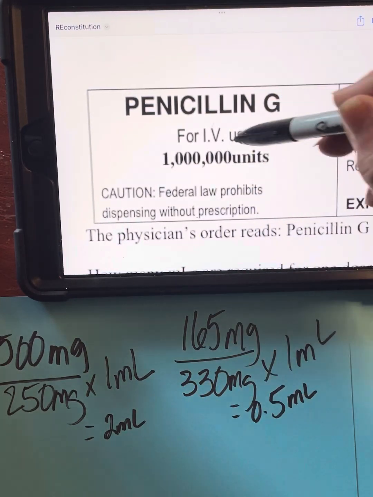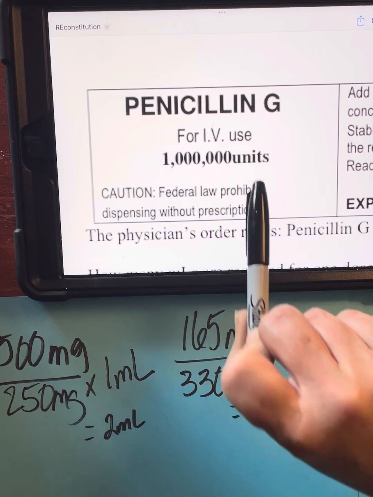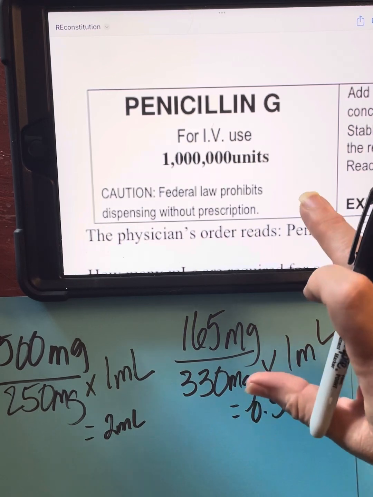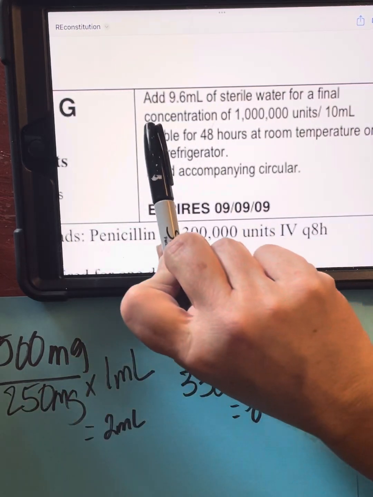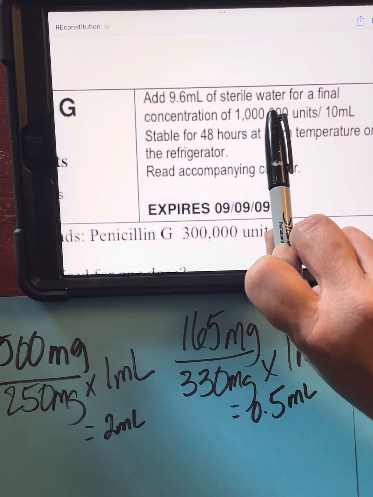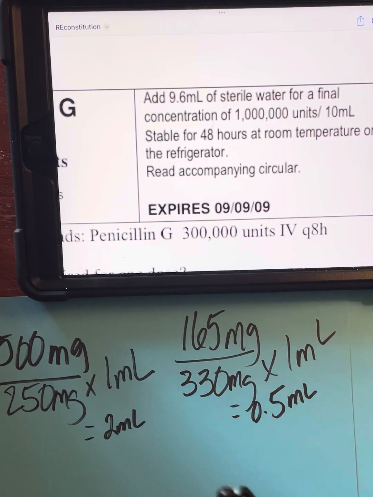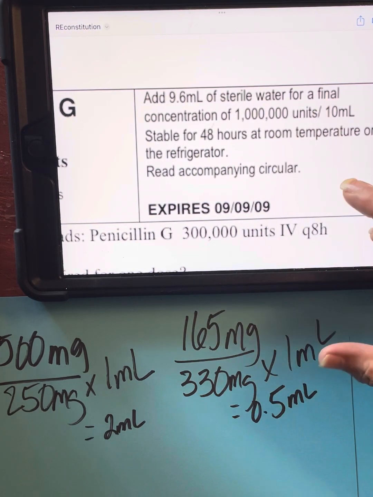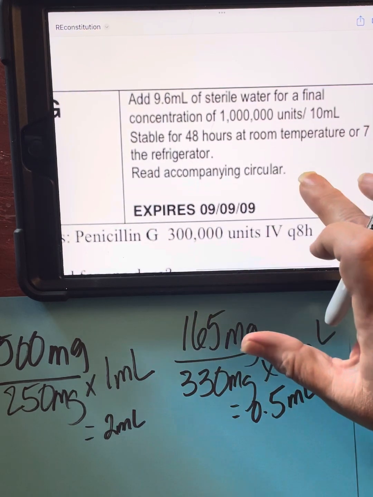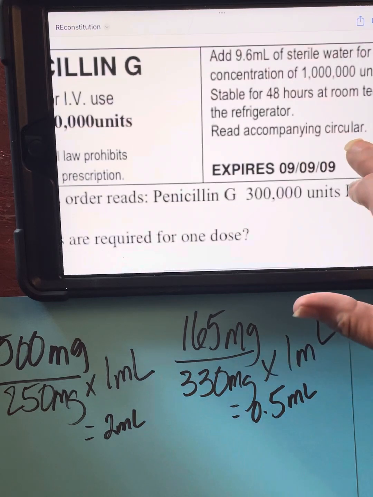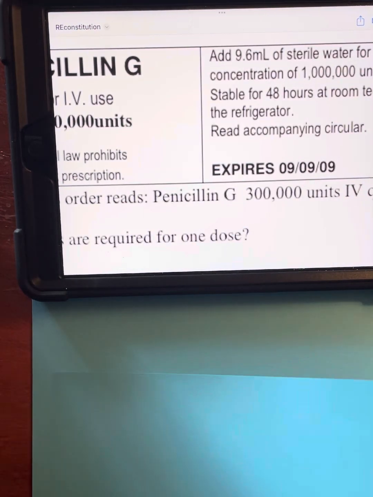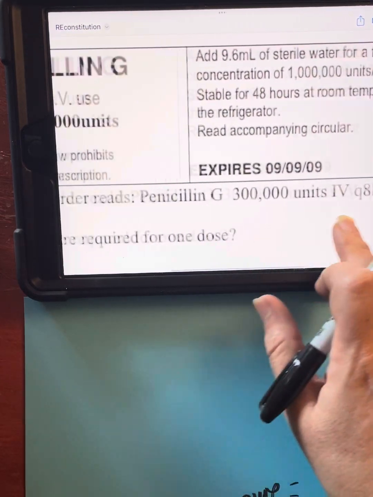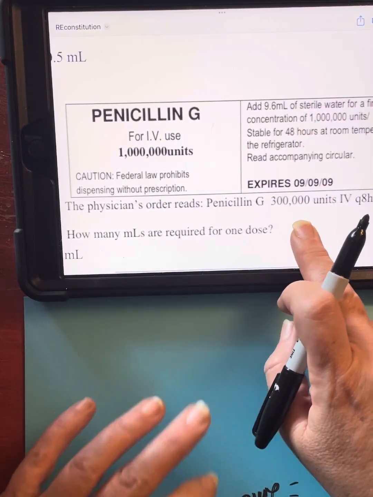This is penicillin G. It's for IV. It's got 1 million units. Those zeros aren't freaking us out because we know to count our zeros when we put them in. What you got to do is add 9.6 milliliters of sterile water for a final concentration of 1 million units per 10 mLs. It's stable for 48 hours at room temperature, 7 days in the refrigerator. So if Mr. Main ordered you to give 300,000 units, you see that? How many milliliters are required?